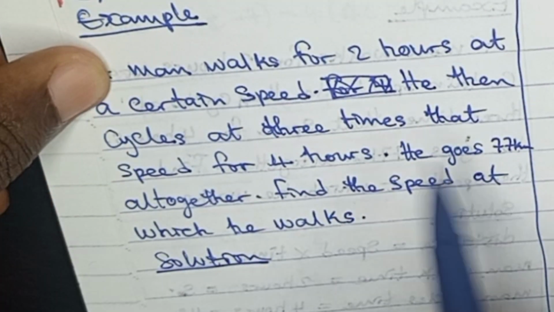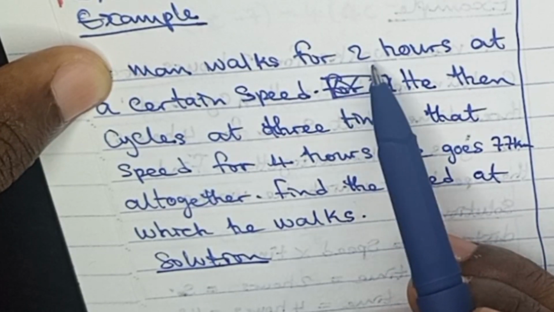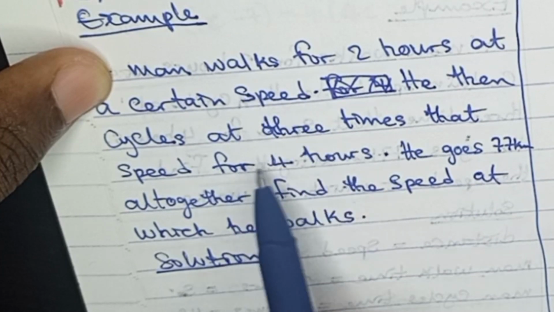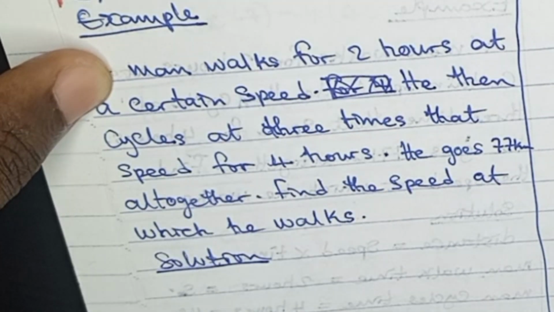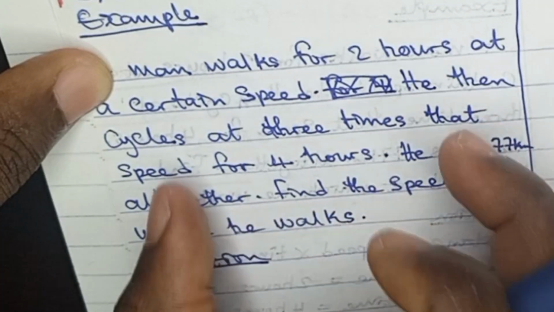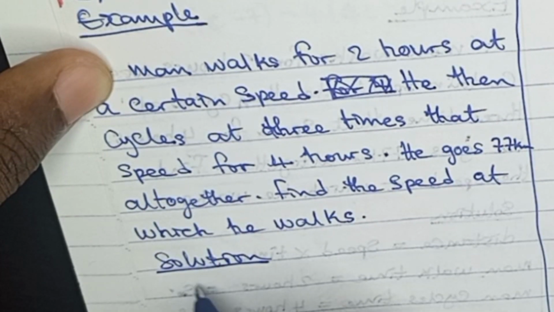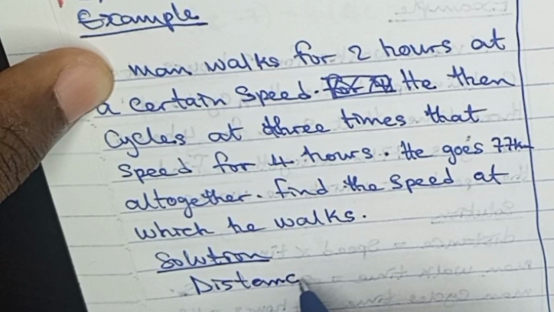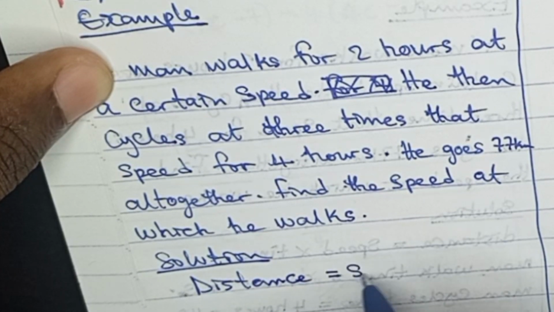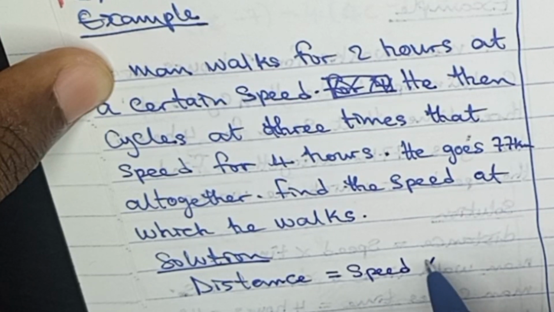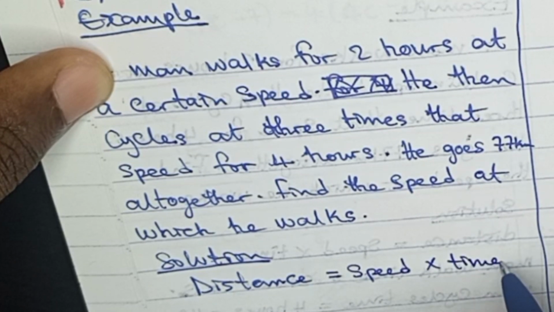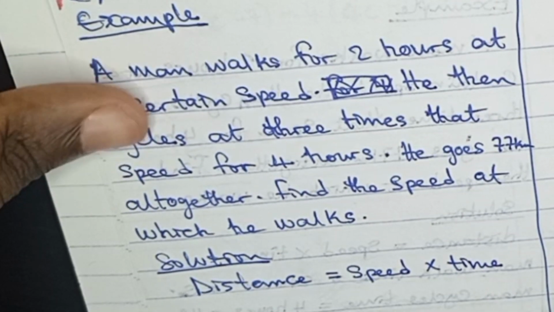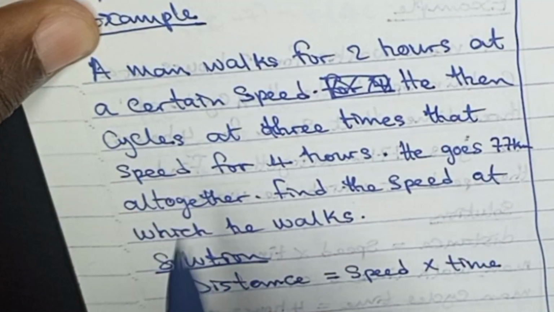So when we look at the question, we see that we have hours, we have speed, hours standing for time, and we are talking about distance. So we know we are going to use the formula distance equal to speed times time. So let's take the question one after the other.